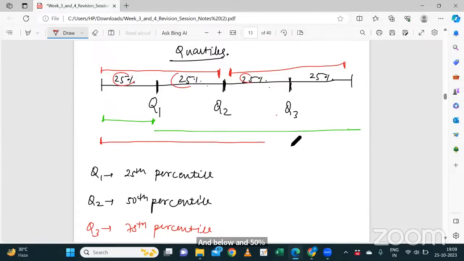So 75% of the observations are below it and the remaining 25% are above it. So far, so good. So basically, this is called the first quartile.